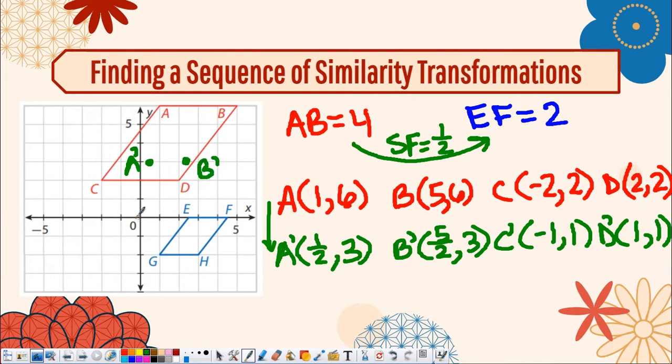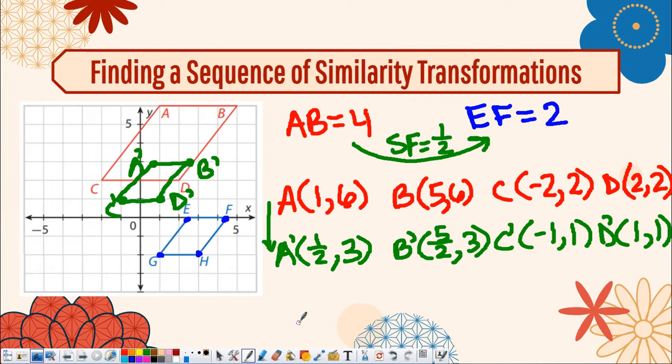Then we have negative 1, 1. So this is C. And we have 1, 1, which is D prime. So as you can see, this is the green parallelogram that I'm going to have to bring over here eventually. Let me put it back where it was. How am I going to do that? You can just compare my green to the blue, because I can extract some information from the blue, no problem. I can just get all of the coordinates of the blue.